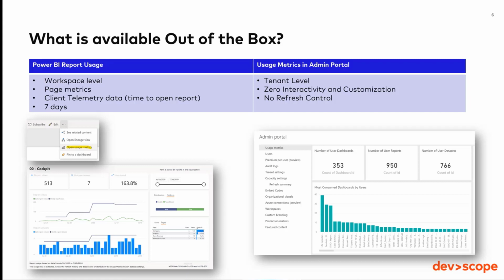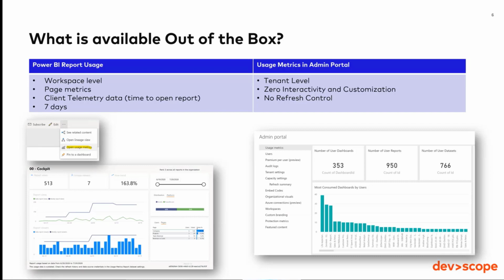But there is something here that I cannot give you, or the custom solution that I will show you doesn't have, which is telemetry data. So I only have data up to the report level, not to the page level. So this Power BI report usage shows you, for example, the time to open a page, or which report pages your users are seeing. So I don't have that data, unfortunately. It's not available on the APIs.